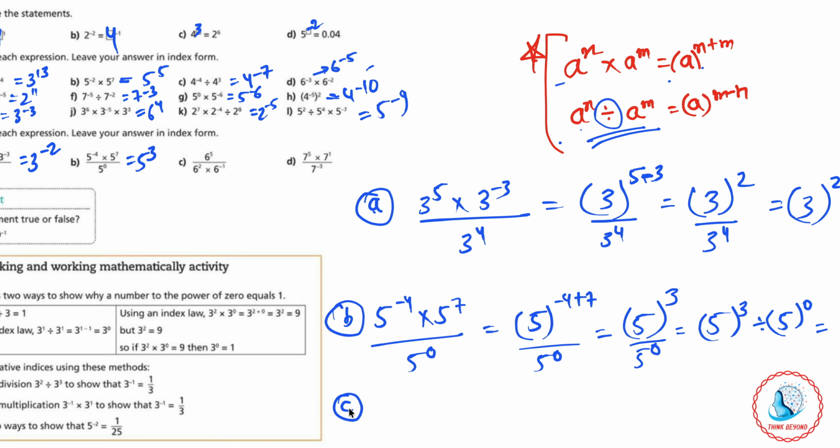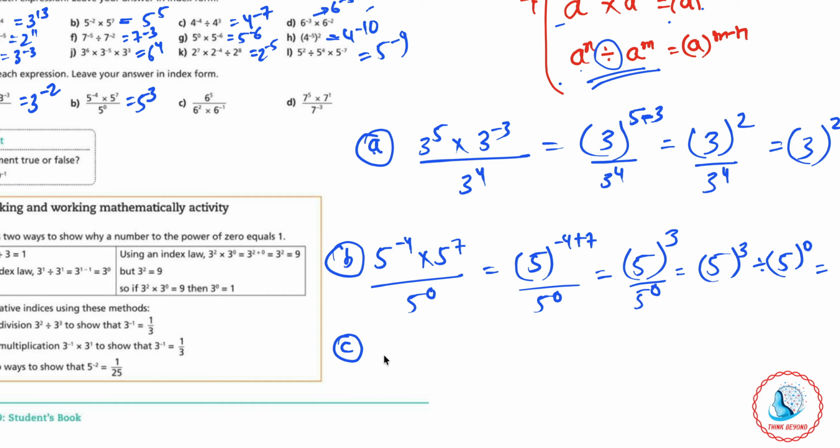Now question number C. 6 raised to power 5, 6 square multiplied by 6 raised to power minus 1. So 6 raised to power 5, solve the denominator, base are same, powers are different. There is a multiplication sign, so powers will be added.